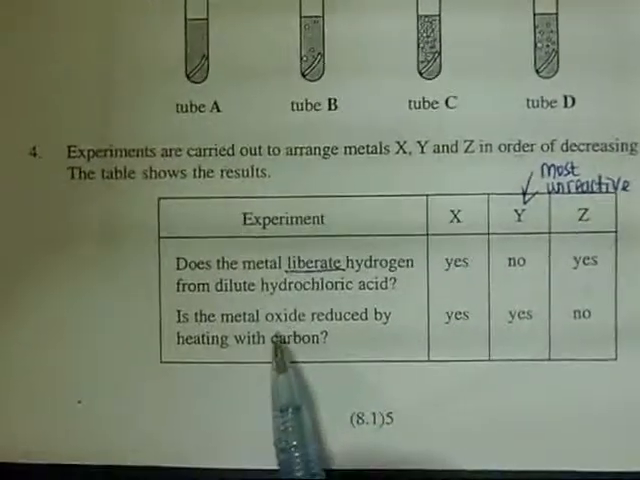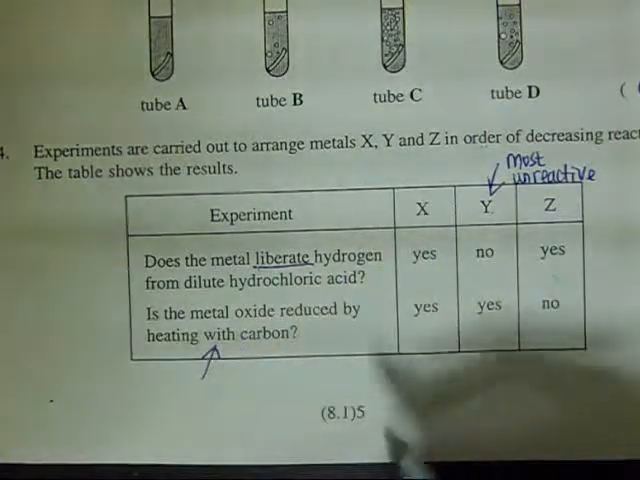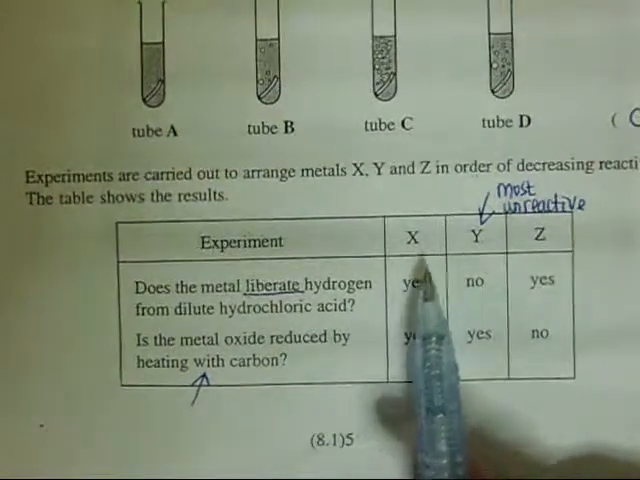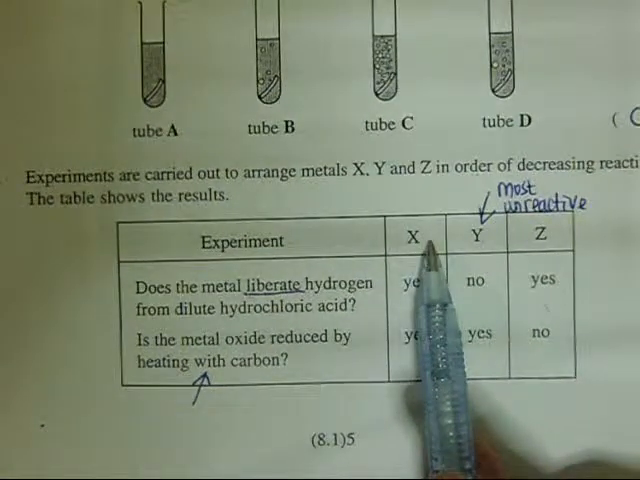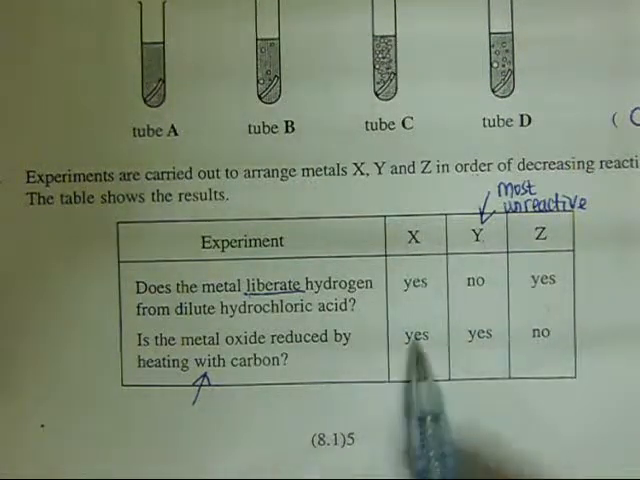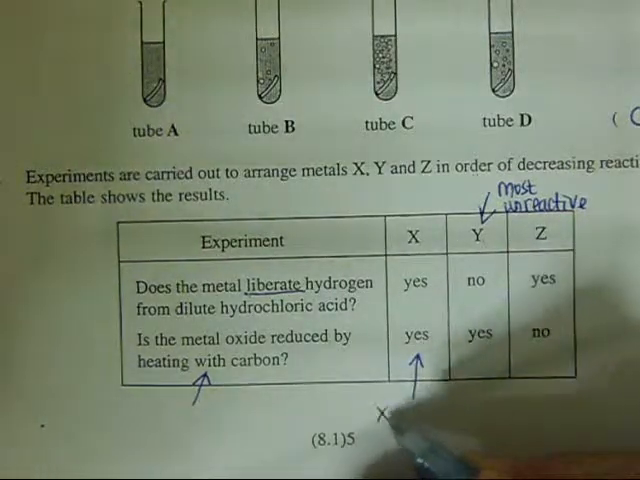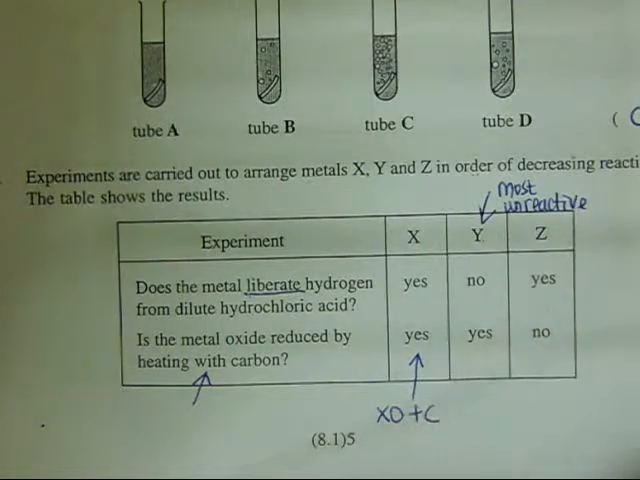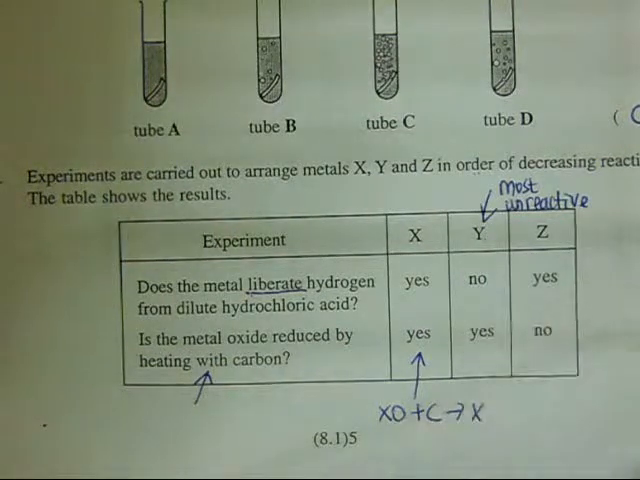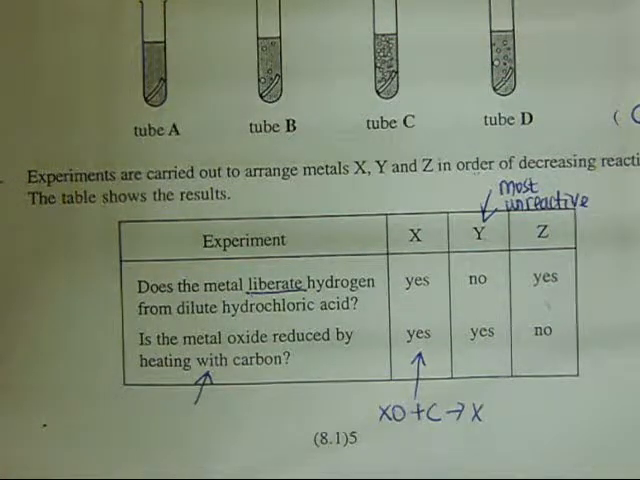Is the metal oxide reduced by heating with carbon? This question basically says whether or not a metal oxide, for example XO, where X is a metal and XO would be the metal oxide, can be reduced with carbon. So this yes here basically means XO, if I heat it with carbon, I will get X. Because the metal oxide can be reduced, XO can be reduced to X.